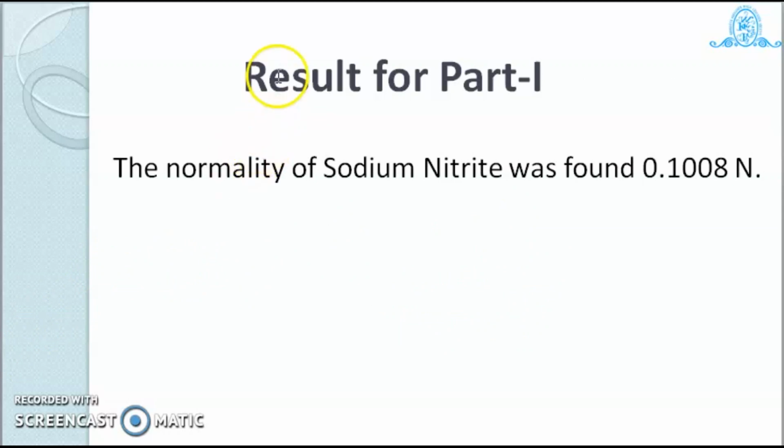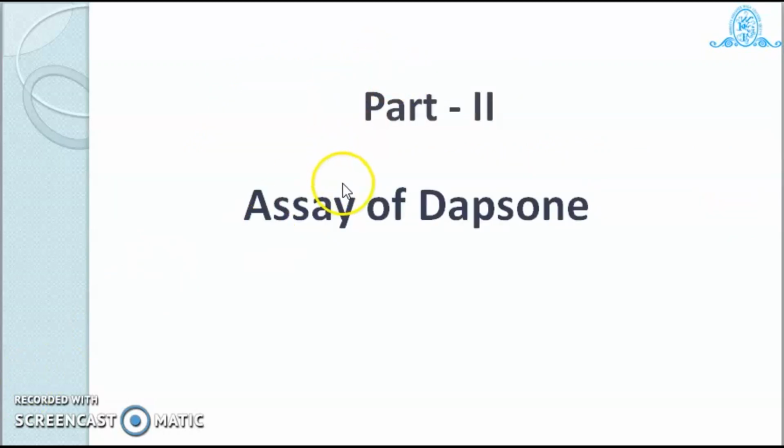So finally, we can conclude the result for part 1: the normality of sodium nitrite was found to be 0.1008 normal. Students, let us see the calculation part for part 2, that is assay of Dapsone.